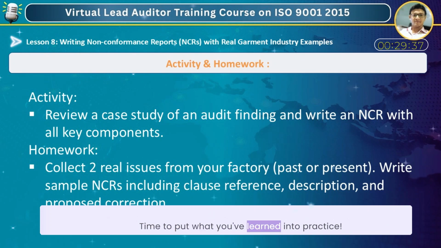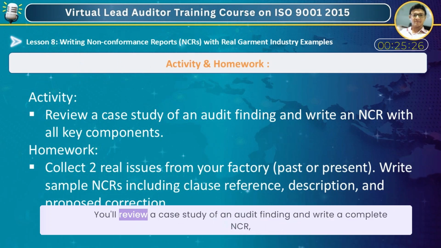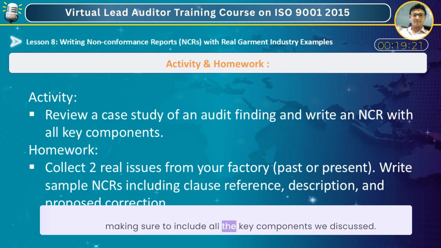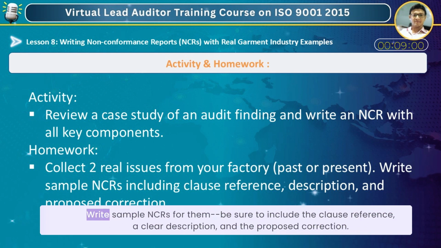Time to put what you've learned into practice. Activity: you'll review a case study of an audit finding and write a complete NCR, making sure to include all the key components we discussed. Homework: collect two real issues from your own factory, either from the past or currently happening. Write sample NCRs for them. Be sure to include the clause reference, a clear description, and the proposed correction.